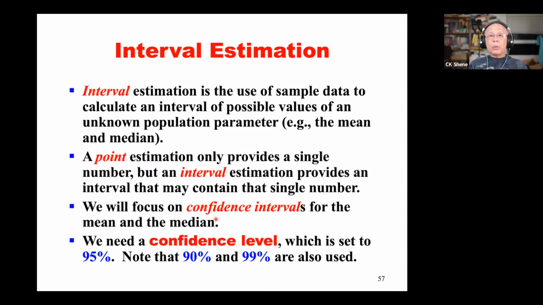But to do interval estimation, we need the so-called confidence interval. Then we need a confidence level. 95% could be used, or if we reduce a little bit, how about 90%? And if you want to be very strict, 99%. For most of the time, we use 95%. So we will discuss confidence intervals for the mean and the median.